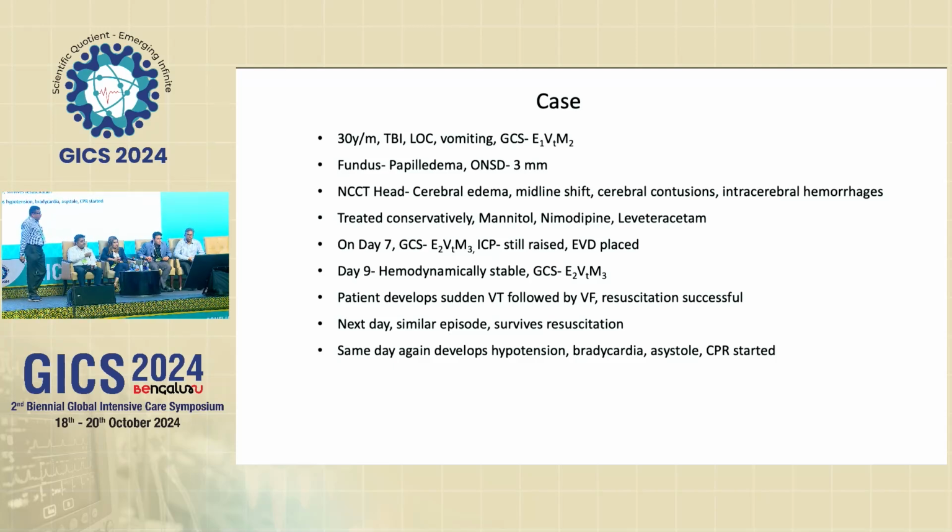On day 9, the patient remains hemodynamically stable. There is no improvement in GCS, but the patient develops sudden VT, followed by VF, and is successfully resuscitated. Please note each and every point. Next day, a similar episode, and the patient survives resuscitation. The same day, the patient again develops hypotension, bradycardia, asystole, and again CPR has been started.